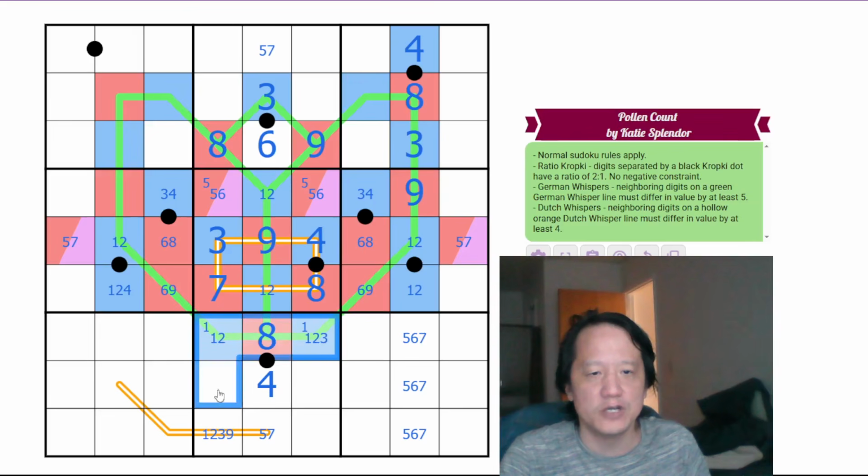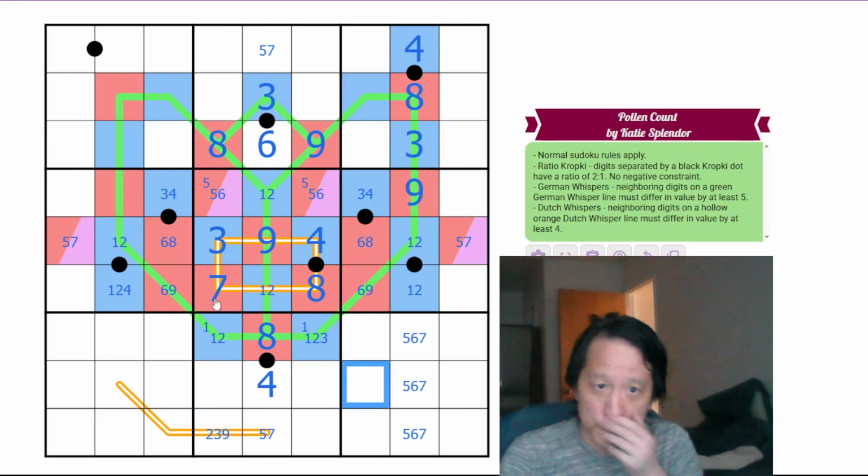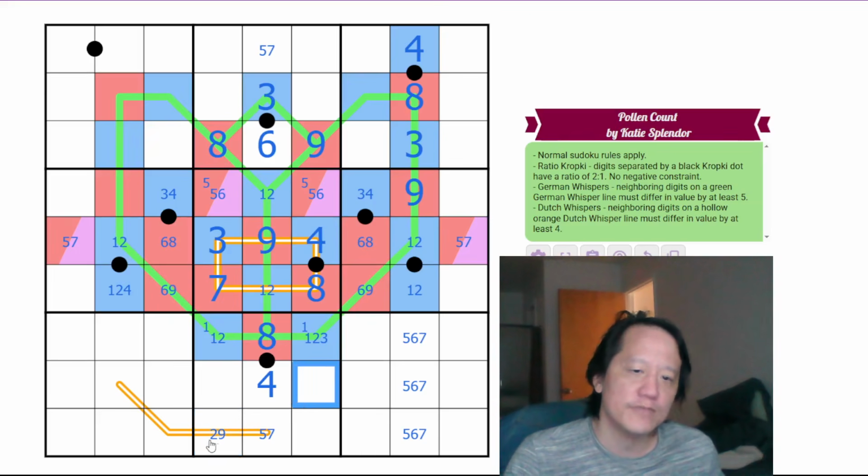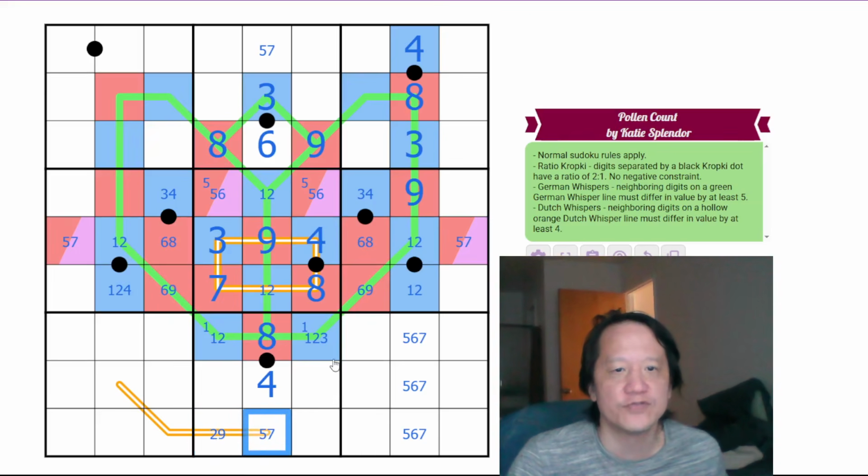That eliminates 1 in the rest of the box, so this can't be 1 here. 3 eliminates 3 here, so this could be 2 or 9 there. If it's 2, this is 7. If this is 9, this is 5.